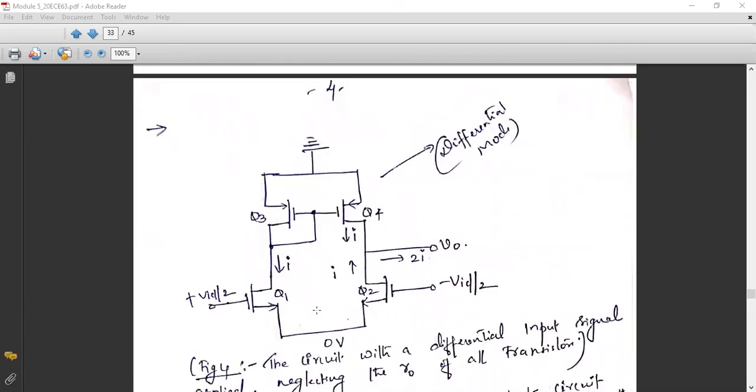Second case, we are giving a differential input, positive VID by 2 towards the gate of Q1 and minus VID by 2 towards the gate of Q2, thereby maintaining a differential input VID, because of which we will get an equal current flow through Q1 and Q2 in opposite directions. Apart from that, due to the mirroring action, Q4 is also steering some amount of current towards the output node in the opposite direction. And after applying KCL, I got the overall current flowing towards the output resistance to be 2I.